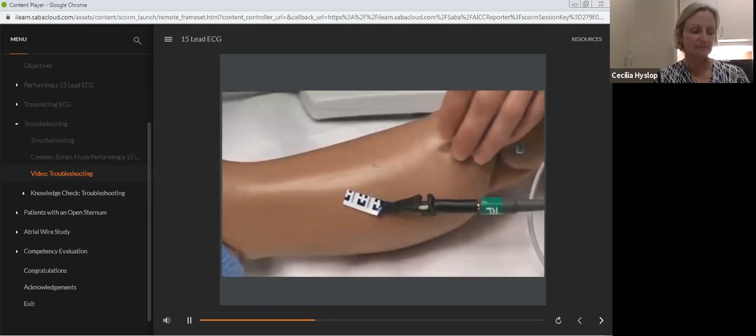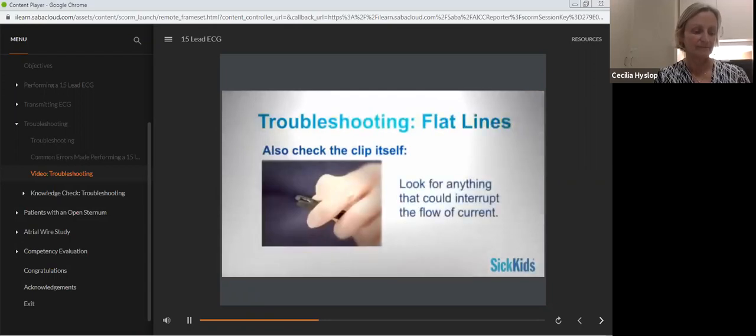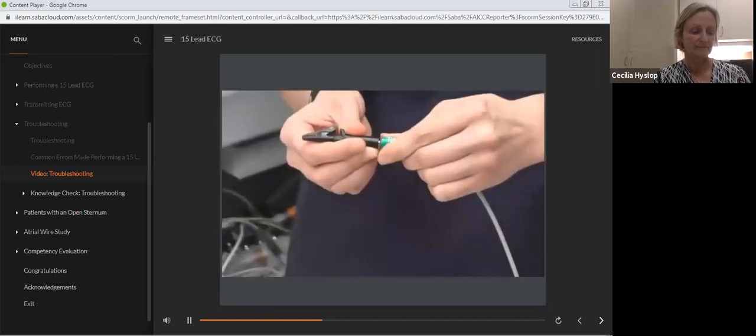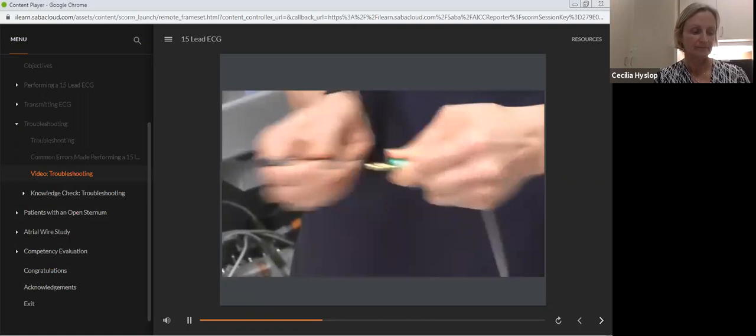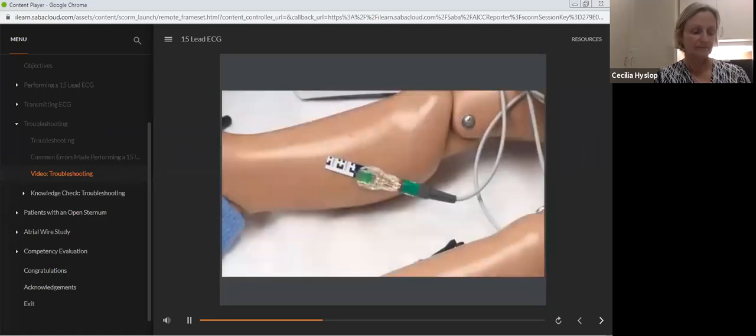You want to make sure that there isn't any gunk attached within here that might be affecting your clip. If this is the case, you're going to remove the clip from the end of the lead identifier as so, and attach a new clip, and then reattach it to the electrode.